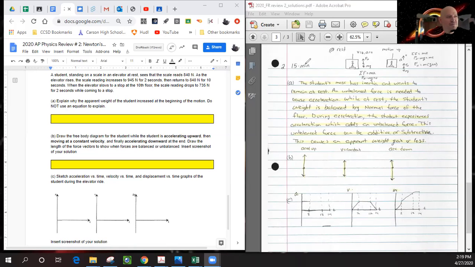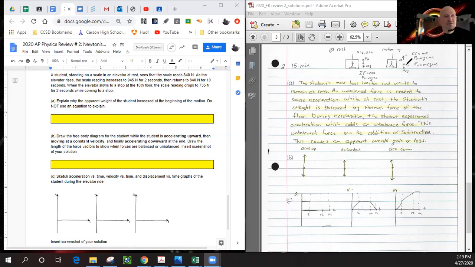So we have 15 minutes to answer this question. At rest, here's an elevator. Velocity is 0, so acceleration is 0. Normal force is going up, mg is going down. The vector arrows are about the same size, so the sum of the forces equals ma. Normal force minus mg equals 0, because acceleration equals 0. Therefore, Fn equals mg.